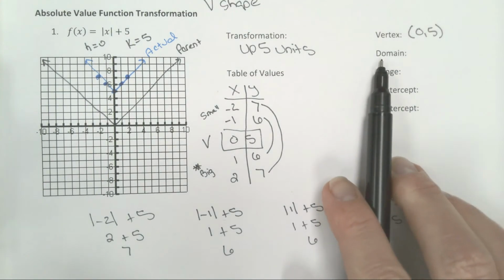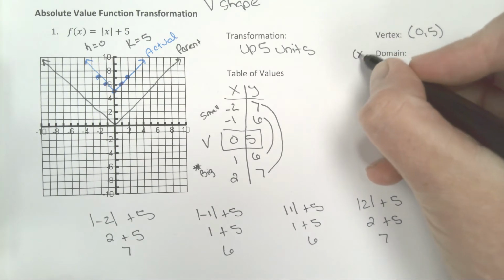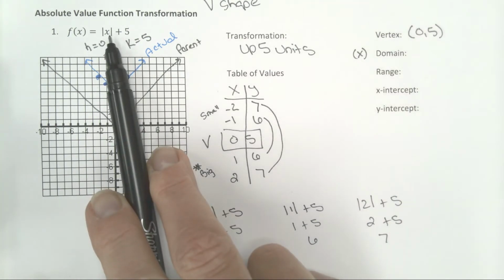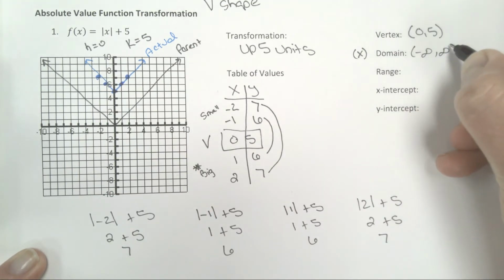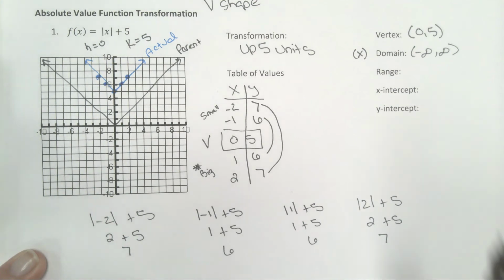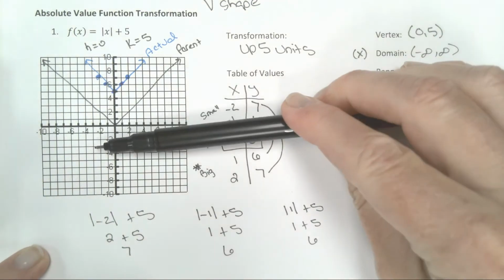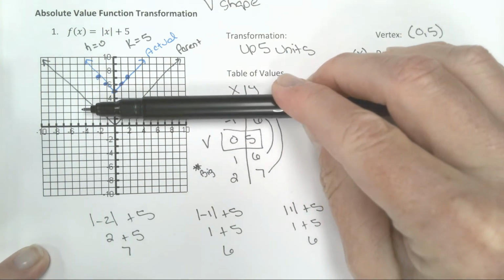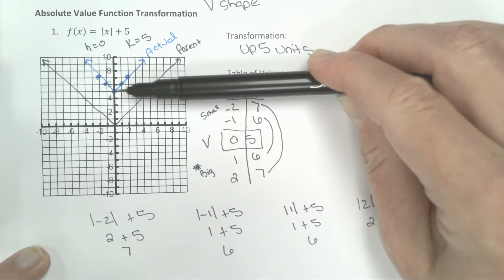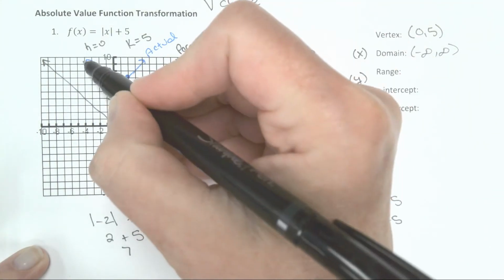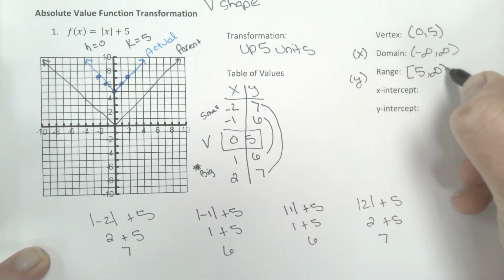So now I need to go on and do the domain. Domain, you have to remember, are what x values are you allowed to plug in your function. I can plug anything that I want in. So my domain goes negative infinity to infinity. Your range is the y values that you get out. So learn to read your graph from the bottom up. So the smallest y value you come to is 5, and then these are going up to positive infinity. So my range is going to be 5 to infinity.